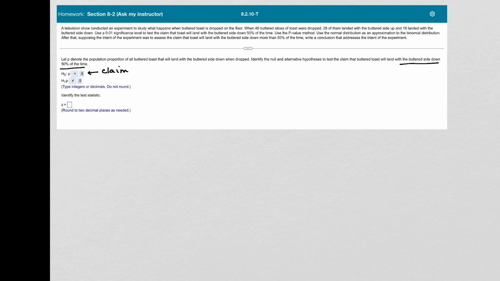So now we're ready to put our information into the calculator. So the data that we have from this problem is that the number of successes, which in this case is butter side down, is 18. So 18 times the toast landed butter side down, and the number of trials was 46. So we're going to take this information and put this into the calculator.